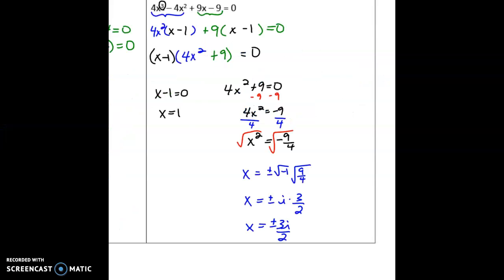All right, so if we finish this one up, we can find our 3 solutions. First one was x equals 1. The second solution and the third solution was plus or minus 3i over 2.